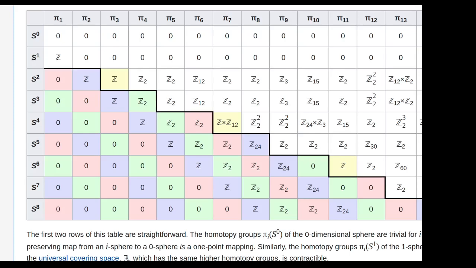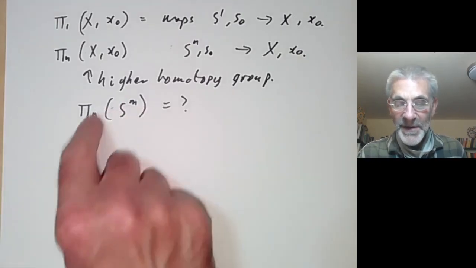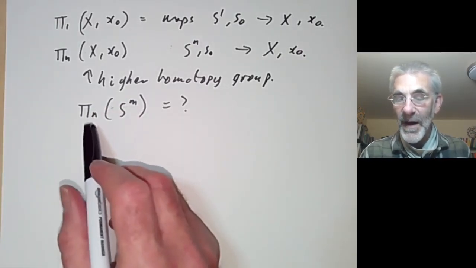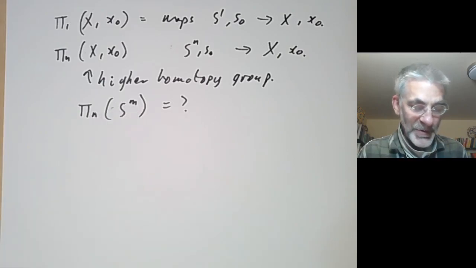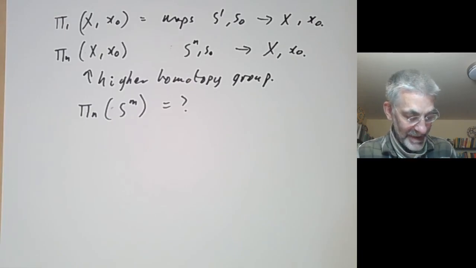In fact, people have found plenty of patterns in there, but we still don't really understand these groups in general. People have calculated them a long way, for m and n up to a few hundred, without really being able to see what the general pattern is.